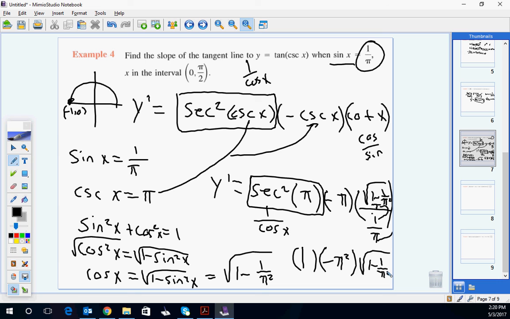Where did you get that pi squared? Cotangent is cosine over sine. Cosine we worked out was this, so that's the top. And then sine is 1 over pi. When you got an angle, how did you write that one? This right here? You don't really have to write that. I just know that this is going to be on the top. I just moved it over.